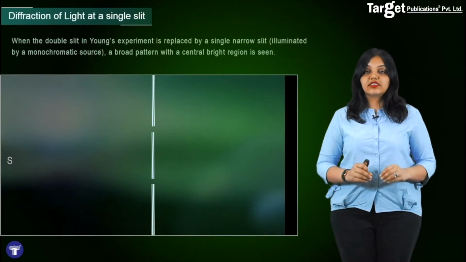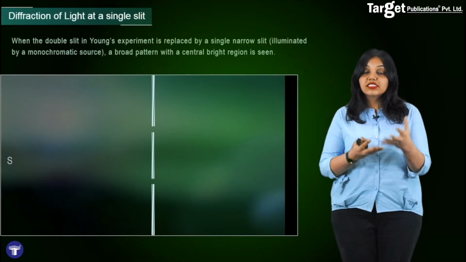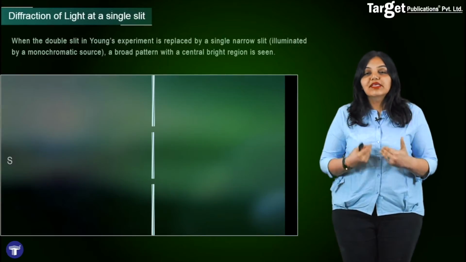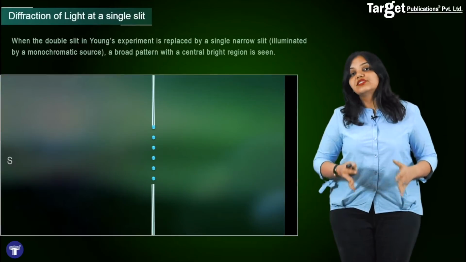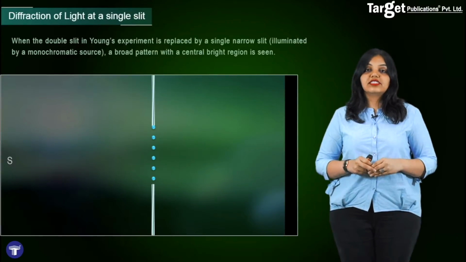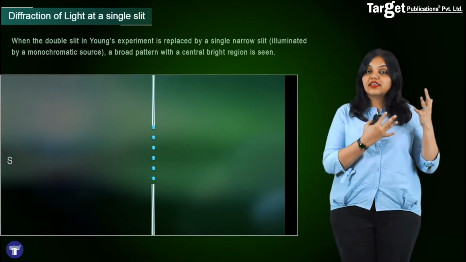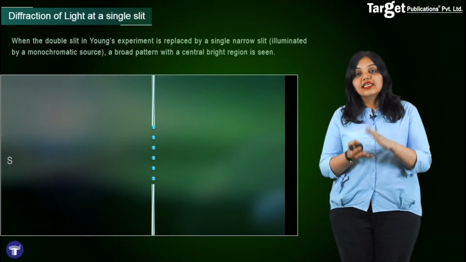The diffraction of light at a single slit can be demonstrated by using the same setup as the Young's double slit experiment, but we simply replace the double slits with a single slit. So right off the bat you see that this is the major difference in the interference that was obtained in the Young's double slit experiment and this experiment.